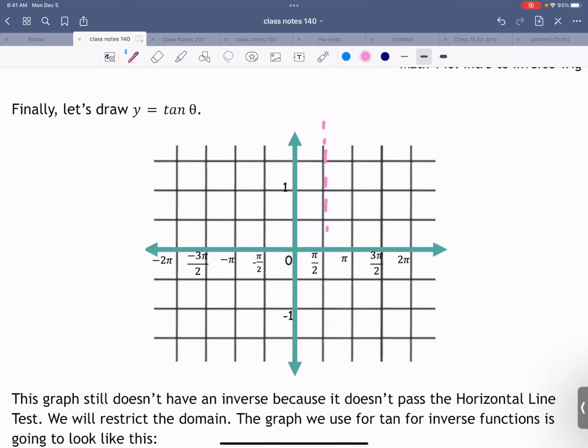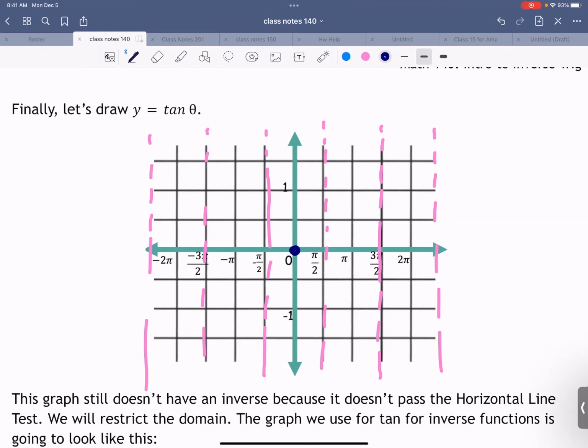Pi over 2, good, 3 pi over 2. Actually, any odd multiple of pi over 2, right? So if you basically start at pi over 2 and go 2 blocks to the left and to the right, we have these asymptotes, which are just things that our function gets really, really close to, but doesn't touch, right?